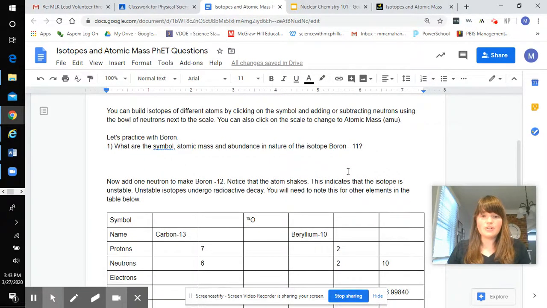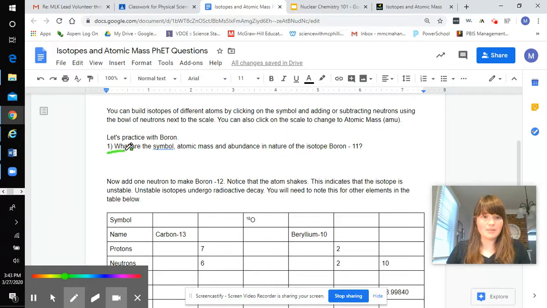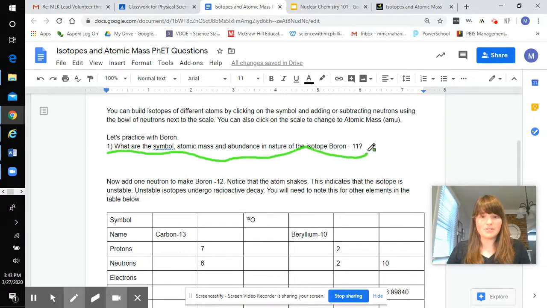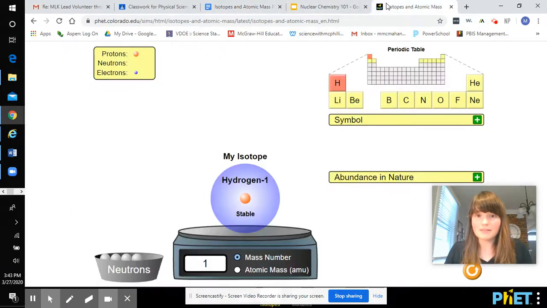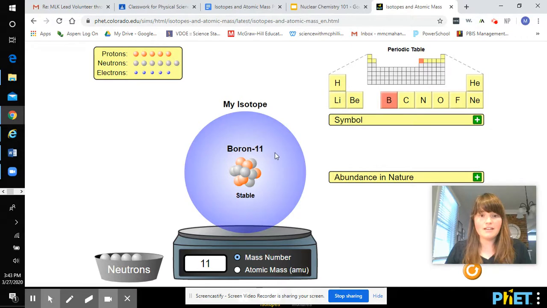We can first practice with boron. I'll do this first problem with you. So it asks you, what are the symbol, atomic mass, and abundance in nature of the isotope boron-11? Just to show you where I was here, I'm looking at number 1, so this question right here. So let's look for boron-11. I'll go back to my simulation. Boron is the symbol B, so I'll click on that. And you see it automatically gives to me boron-11.